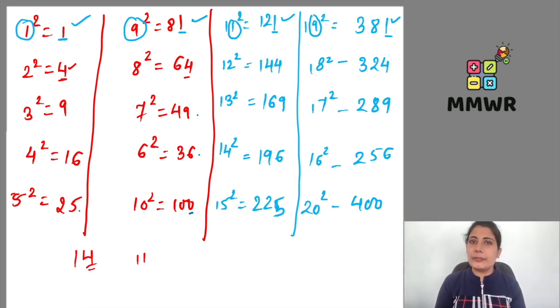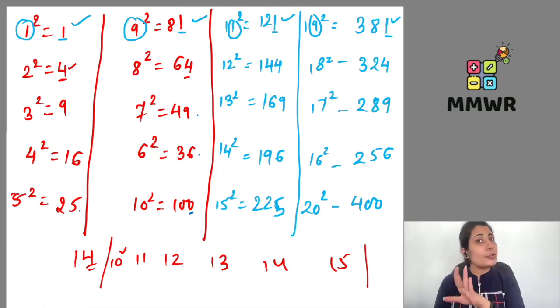11 is also not a perfect square. 12, 13, 14, 15, 16 is a perfect square. 10 is also not a perfect square. 0 is there at the end. So 0 should be there in the perfect square. But here we have 0, but still it is not a perfect square.